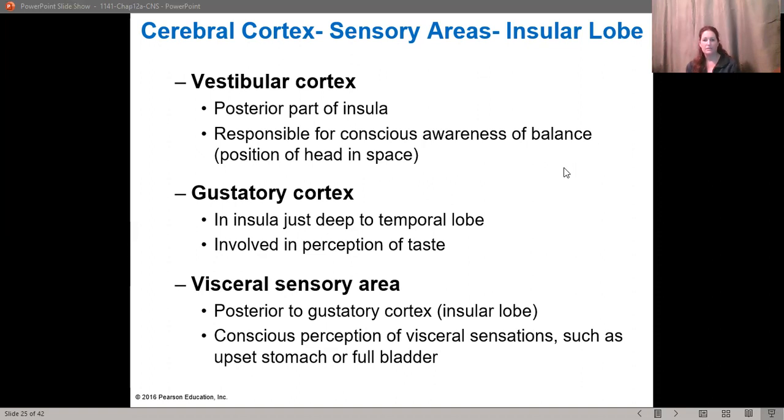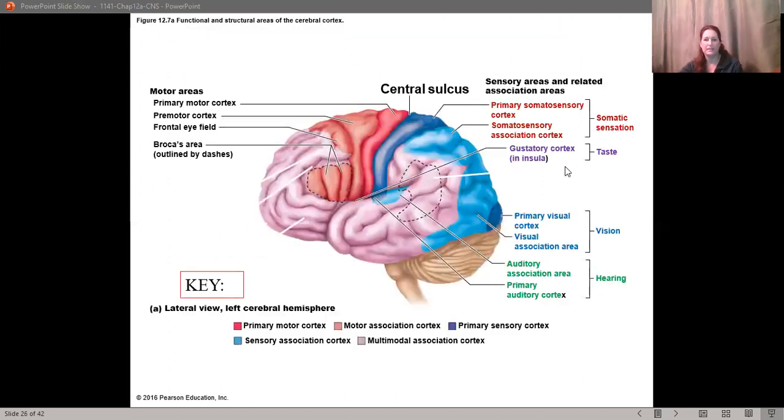And the visceral sensory area receives sensory information from visceral organs such as your lungs. If you feel like you need to breathe, that horrible feeling, like you've been underwater too long, that goes to the visceral sensory area. An upset stomach, a full bladder, those are all going to get relayed to the visceral sensory area for evaluation. So again, you need to know what lobe they're located in.